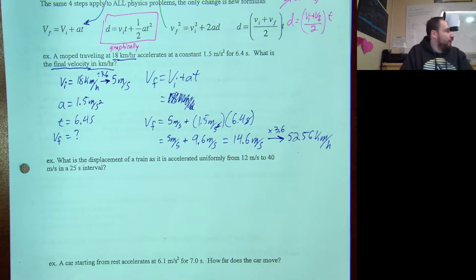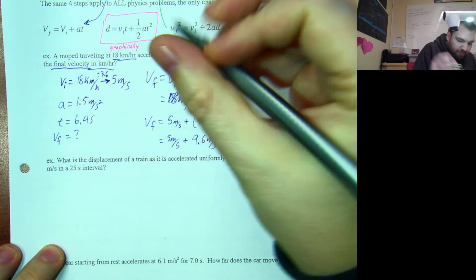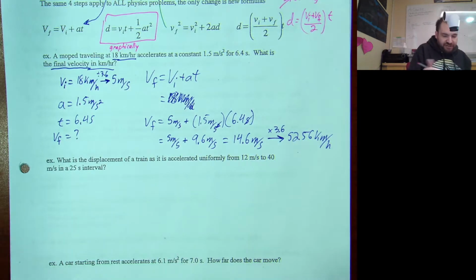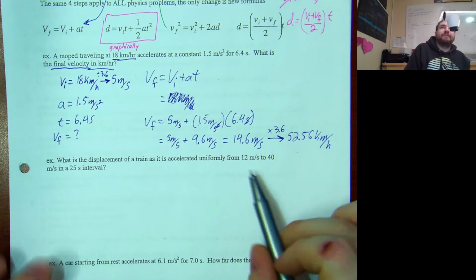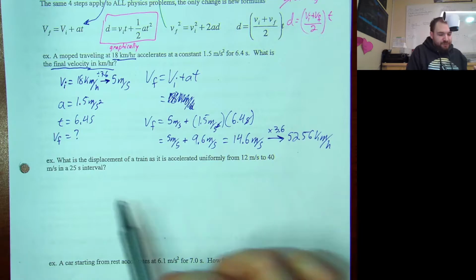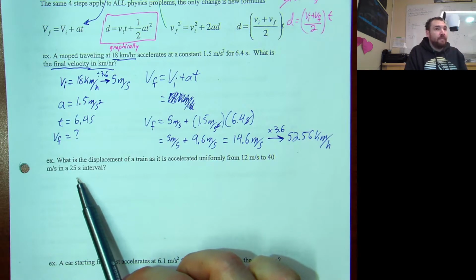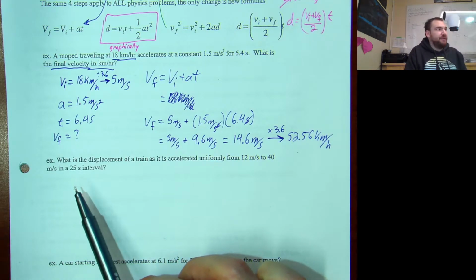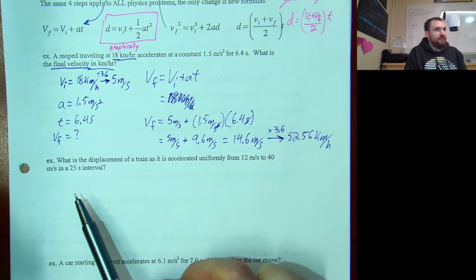I want you to write down what you know. Just categorize it nicely somewhere. I don't particularly care where. I generally do it right here. But put it all together and pull it out of the question. So we know if we're going from 12 meters per second to 40 meters per second in a 25-second interval, what values have we just been given?